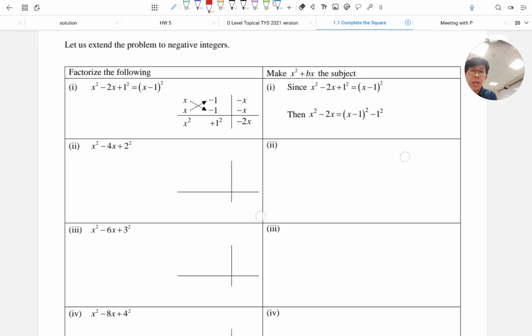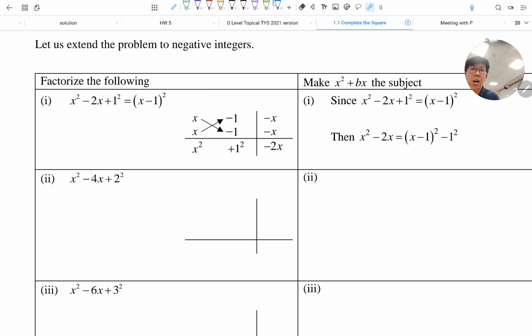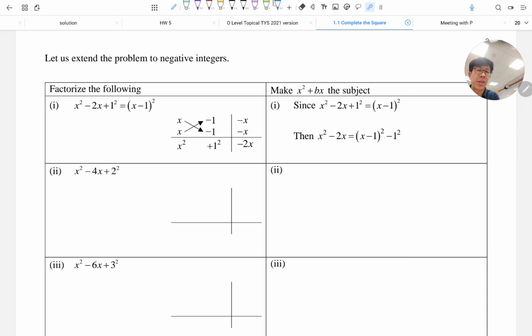Now page 3 and page 2 are very similar. The only difference now is instead of plus, plus, plus, now you see minus, minus, minus. Now how is it different? Let's see the first example, and I will go through very fast after this because the logic is the same. For the first question, x squared minus 2x plus 1 squared. A reminder, 1 squared is just a 1.